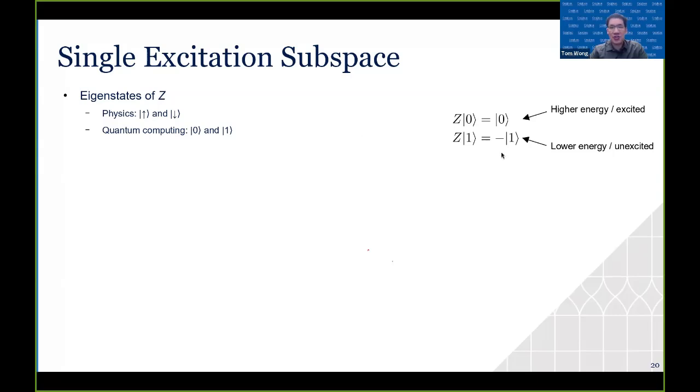We can also see how the Pauli X and Y matrices act on these eigenstates of Z. What X does is it turns 0 into 1 and 1 into 0. So in quantum computing, X is your NOT gate. So it turns 0 into 1 and 1 into 0. Y turns 0 into i times 1, and it turns 1 into minus i times 0. So it also turns 0 into 1 and 1 into 0, but with a complex phase here.